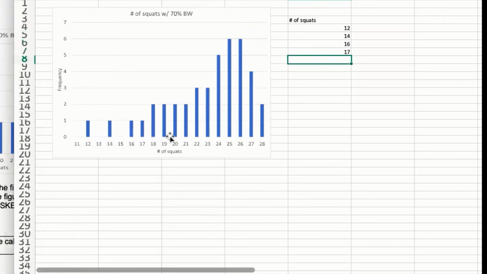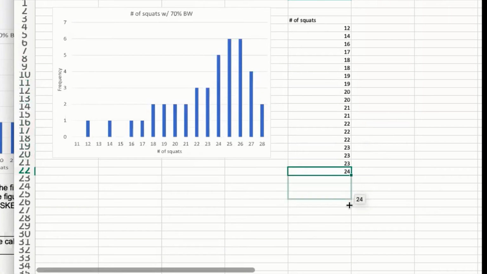Two people had 18, 19, 20, and 21. So 18, 18, 19, 19, 20, 20, 21, 21. Three people had 22 and 23. Kind of see where I'm going with this? Okay. Five people had 24. 1, 2, 3, 4, 5. Six people had 25 squats. 1, 2, 3, 4, 5, 6.